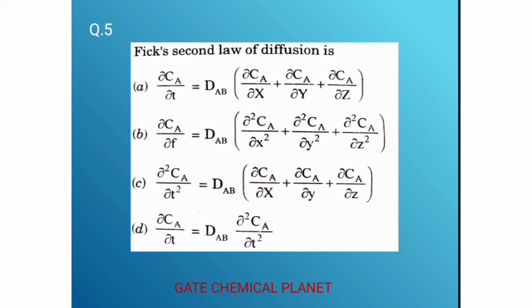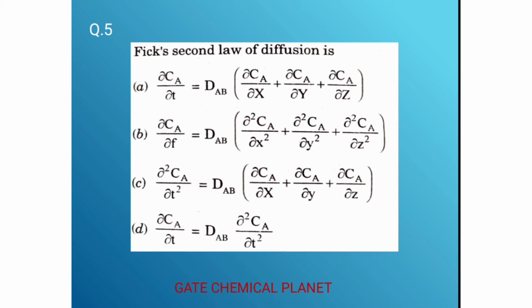So question number 5 is Fick's second law of diffusion is. Here 4 expressions are there, and we have to find out the most appropriate answer for Fick's second law of diffusion. So how we will choose the correct option? What is the trick behind this option? Always remember that Fick's law is in terms of del square, and the term in terms of del square is only in option B.